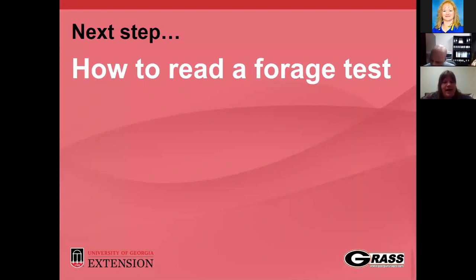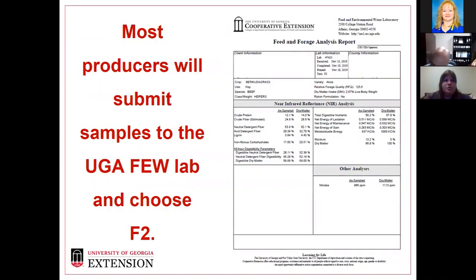So our next step is then how to read that forage test. Most producers that I'm working with are going to send a sample to the UGA Feed and Environmental Water Lab in Athens, and we're using option F2 because it's giving us all the values that we talked about plus nitrates. And even though this is just one report, there are many different labs out there that may have a slightly different layout to their report, and so they should all have the same words on there. They may just be in a different order, and it takes a minute to orient yourself to navigate the report.